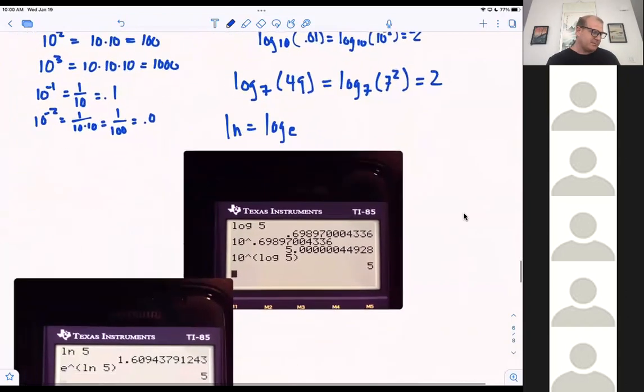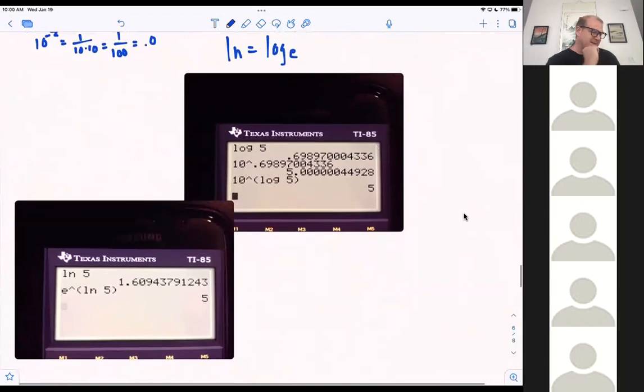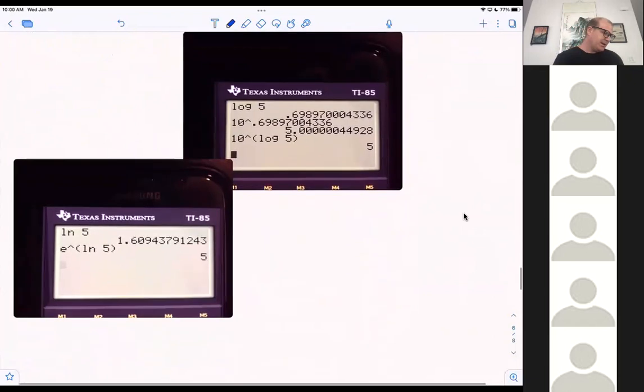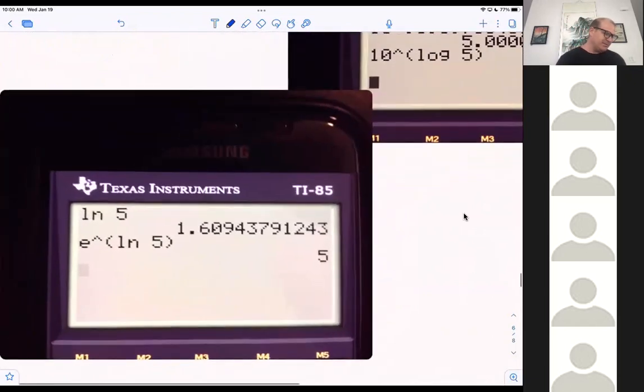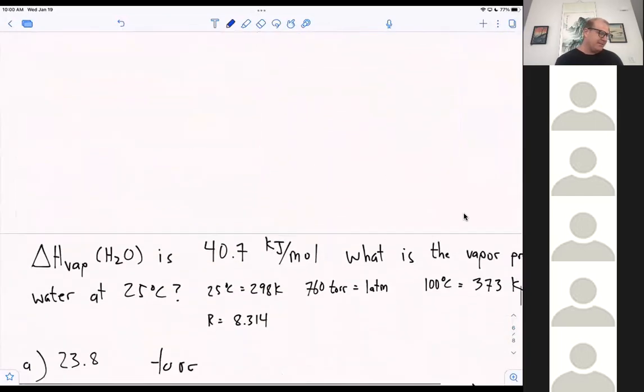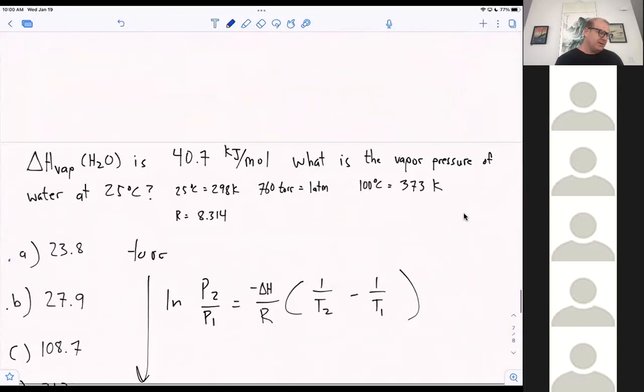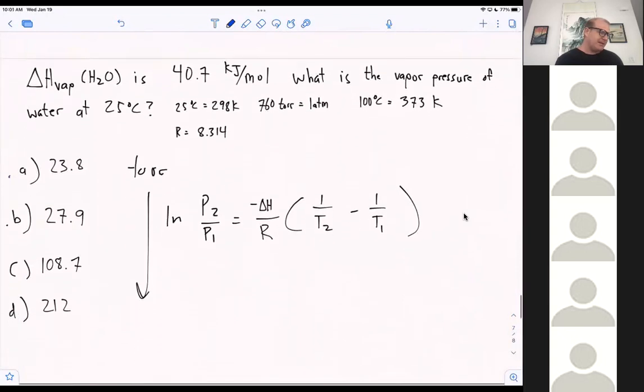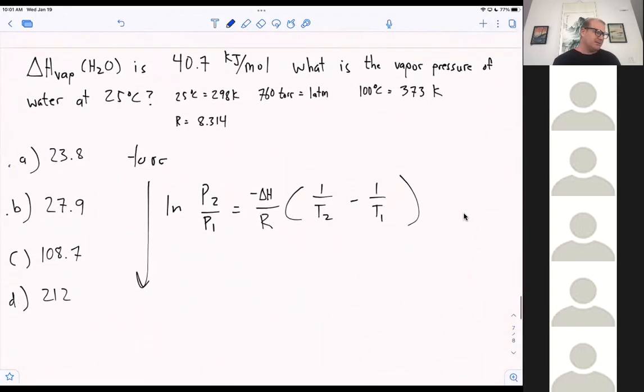And here are a couple functions there. You can see how they go back and forth. And I've mentioned before that if you have e to the natural log of anything, it pops that number right back out. Okay. So, a little brief math lesson for you there.